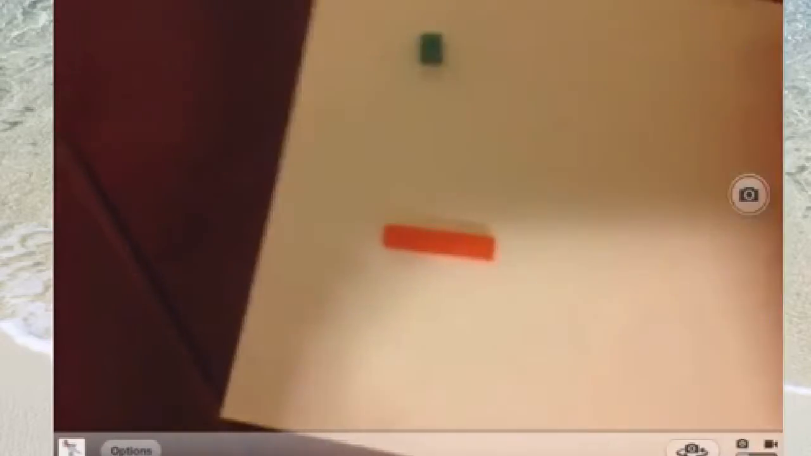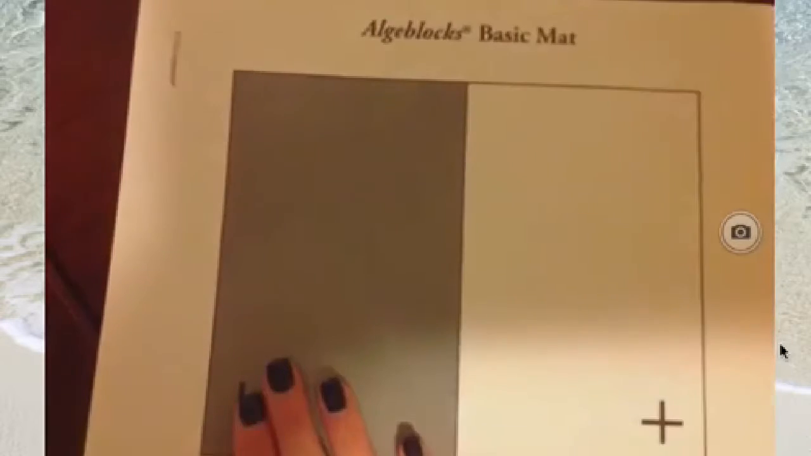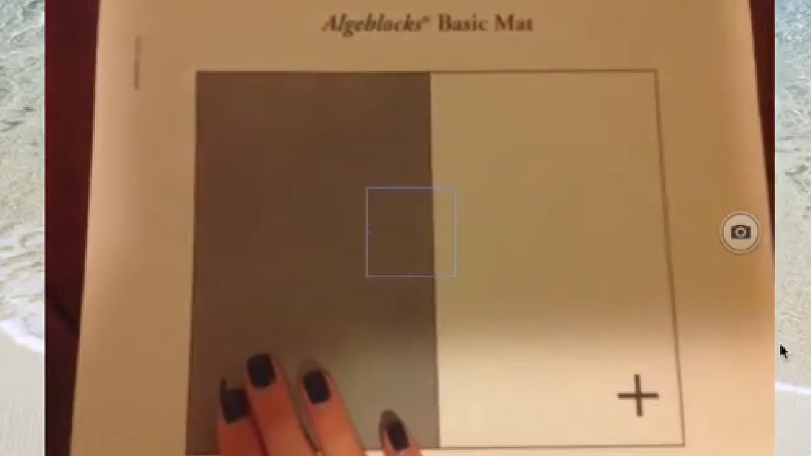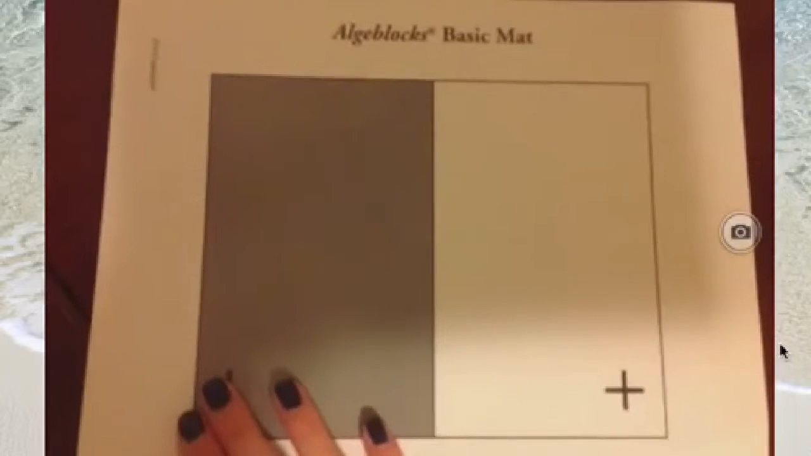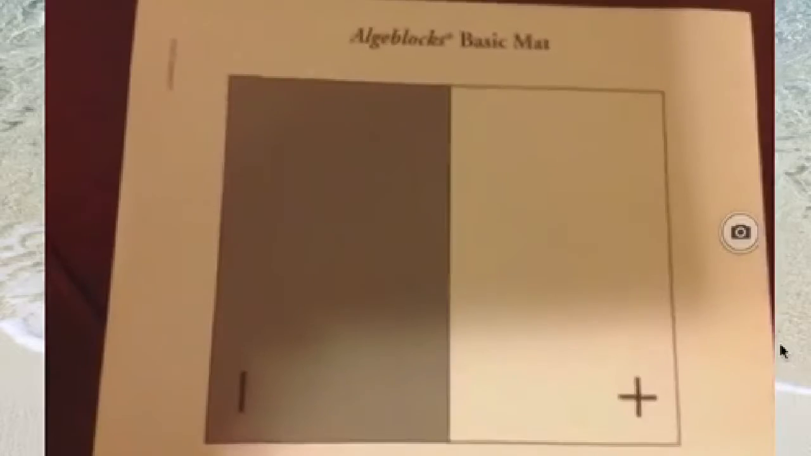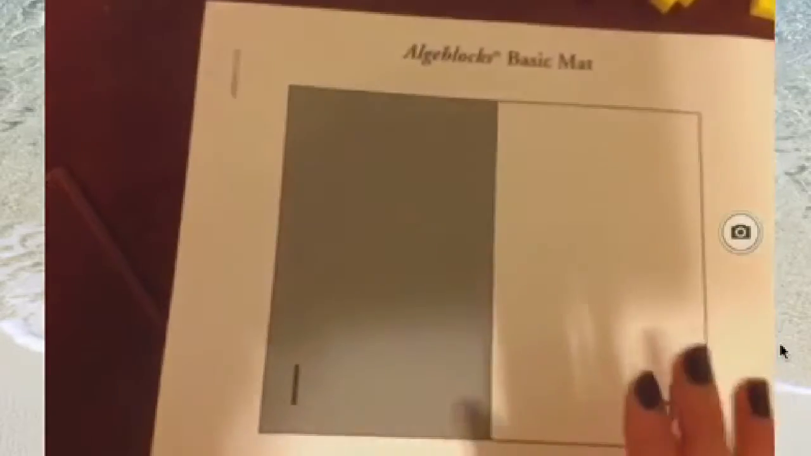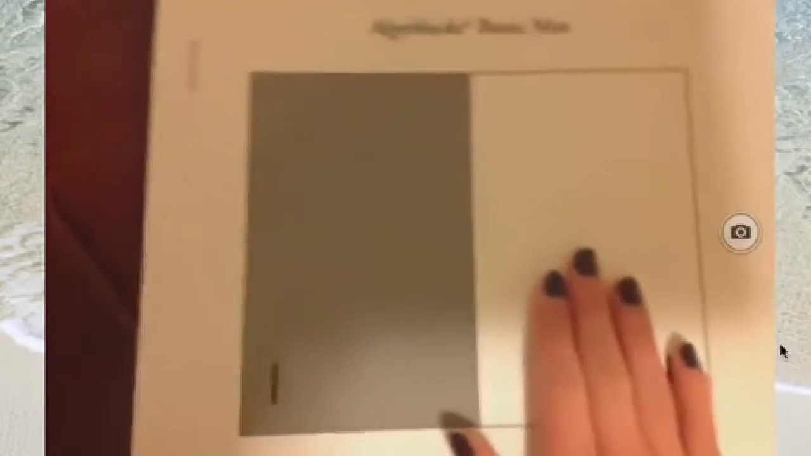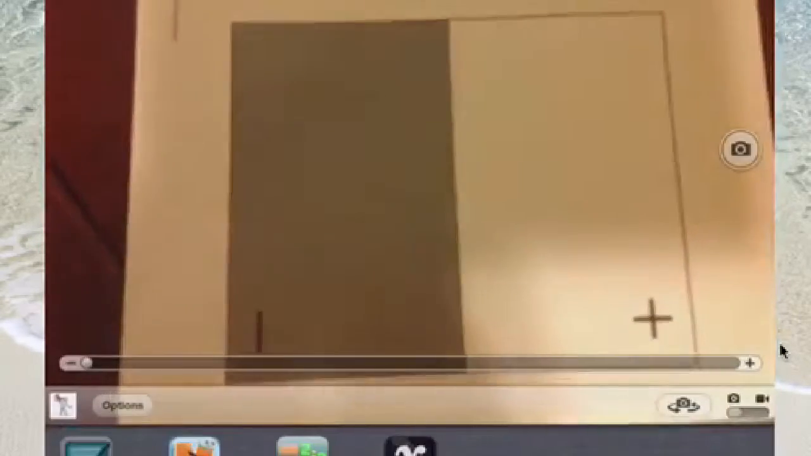Now let's see what we need to model our first expression. Let's flip this back over. Okay, pull this down one bit. Okay, and you'll also see on your algebra blocks basic math that you have a positive side and a negative side. So you want to make sure that you're also noting the sign of the variable you're representing. If it has a subtraction sign in front of it or a negative sign, you want to make sure you're putting it on the negative side, or if it's a positive or with addition, you need to put it on the positive side.